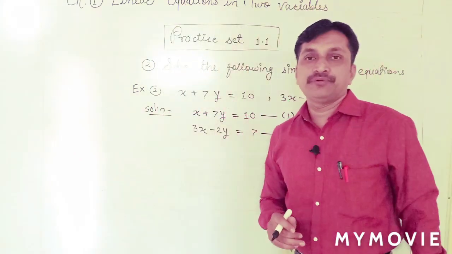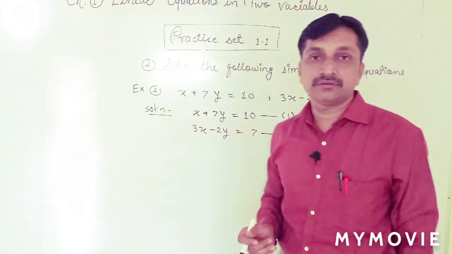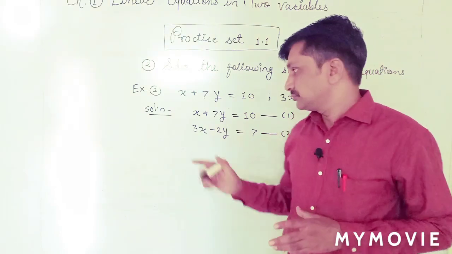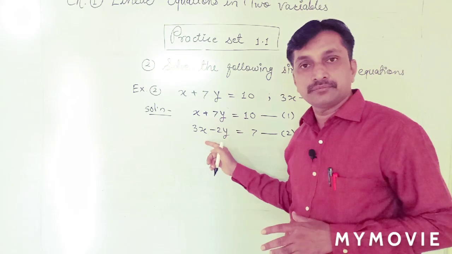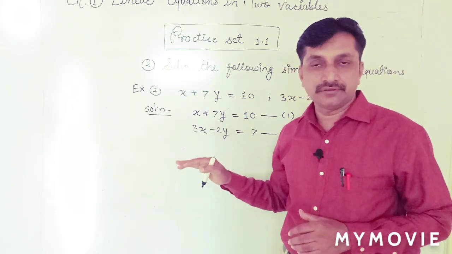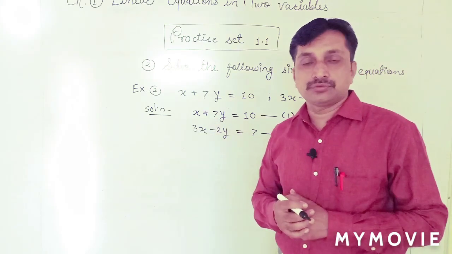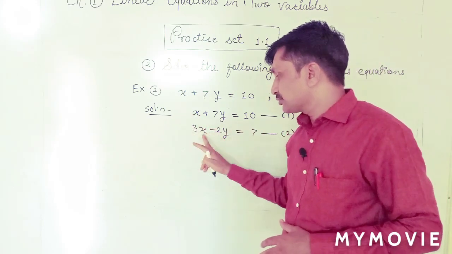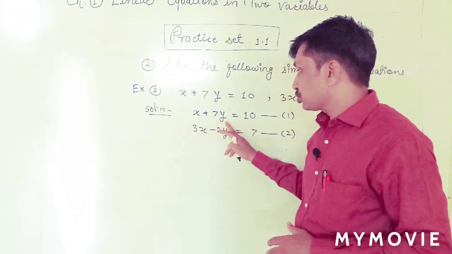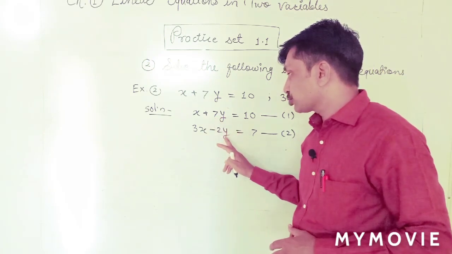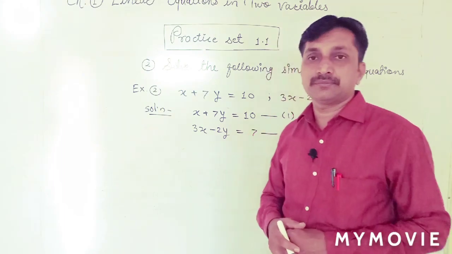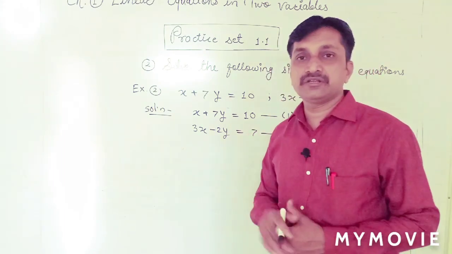Now observe their coefficients first and then their sign. For elimination we need coefficient same and opposite sign, that is the condition. First of all, see coefficients. Here coefficient of x is 1, here coefficient of x is 3, here coefficient of y is 7, and here coefficient of y is 2. Means here coefficients are not same, are not equal. We have to equate them.